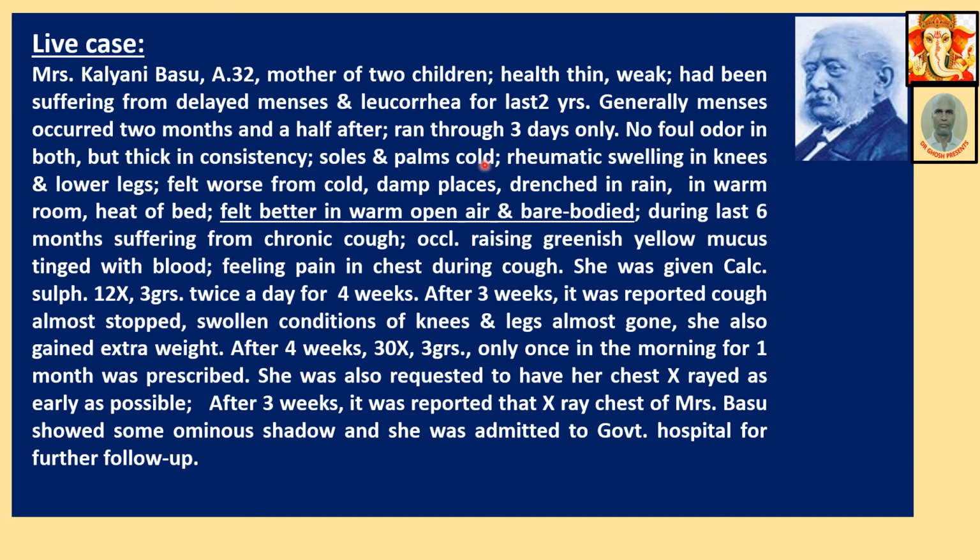Soles and palms cold. Rheumatic swelling in knees and lower leg. Felt worse from cold, damp places, drenched in rain, in a warm room, heat of bed. Felt better in warm, open air, bare-bodied. During the last 6 months, suffering from chronic cough, occasional raising of greenish yellow mucus tinged with blood, feeling pain in chest during cough. She was given Calcarea Sulph 12x 3 grains twice a day for 4 weeks.